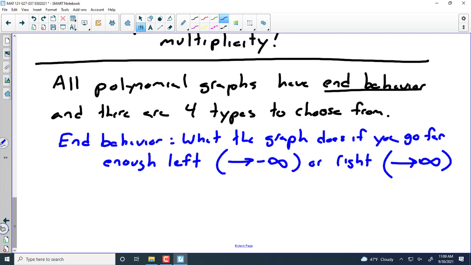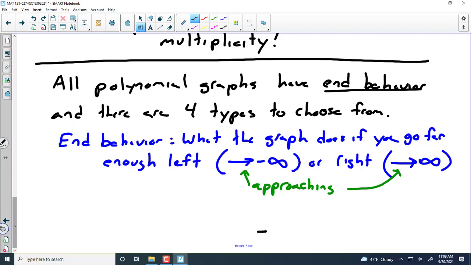Actually, everyone, this is a good opportunity to tell you this. If you ever see an arrow like this in math, the way you read that arrow out loud is the word approaching. So if someone writes arrow negative infinity, they mean we are approaching negative infinity. In other words, we are going way far out to the left on the x-axis. Okay, so we're talking about what the graph does as you go way far out to the left or way far out to the right.